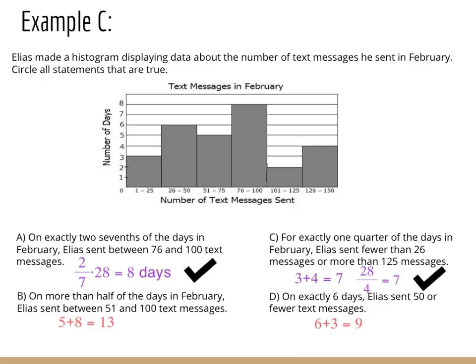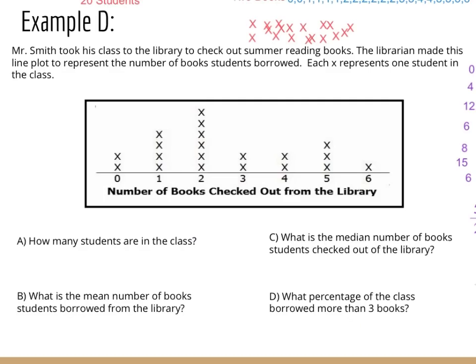All right, let's go ahead and move on to the next one. Here we are at example D, and it says, Mr. Smith took his class to the library to check out books for the summer reading. The librarian made this line plot to represent the number of books students borrowed. Each X represents 1 student in the class. I want you to try and answer these 4 questions on your own.